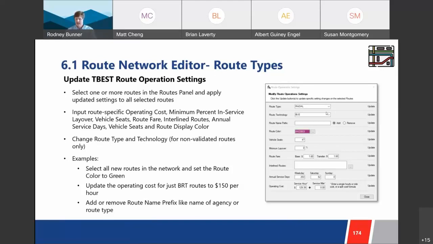We've looked at this already, so I'm not going to go into this too much, but you can set the route types for multiple selections and colors and all the operating conditions using this dialog as well. For example, you can select all new routes in the network and set the route color to green. You can update the operating cost for just BRT routes to $150 per hour. You can add or remove a route name prefix like the name of the agency or route type. So all these can be done with a selected set of routes.